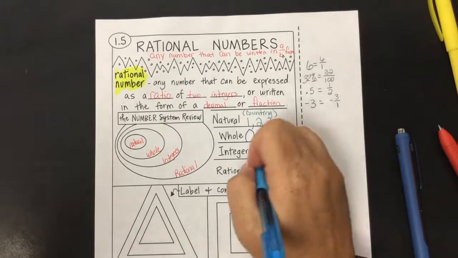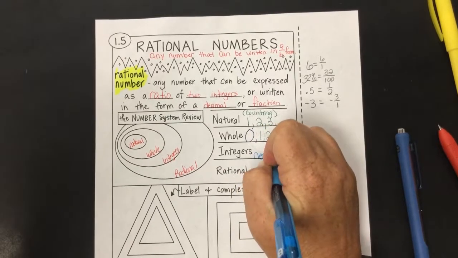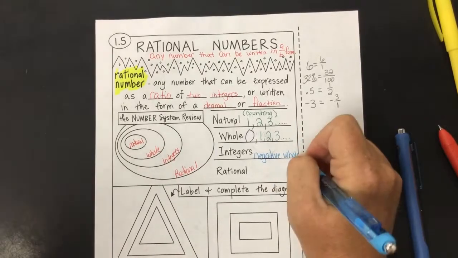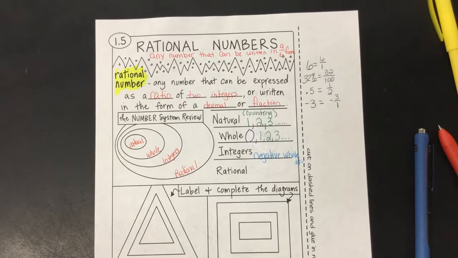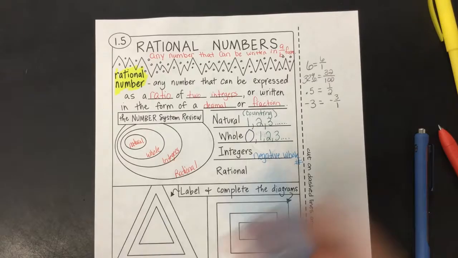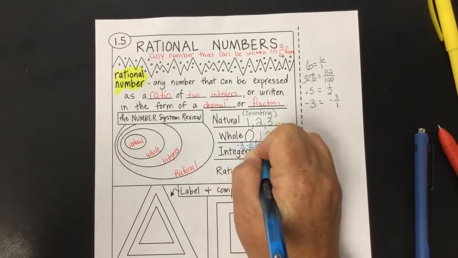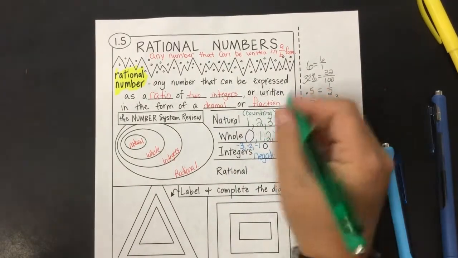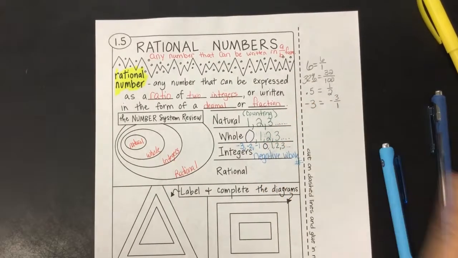Integers are negative whole numbers. Just because it has a negative sign does not automatically make it get put into the integers spot. So that would be like negative 3, negative 2, negative 1. 0 would be my whole number. And then 1, 2, 3, and so forth.